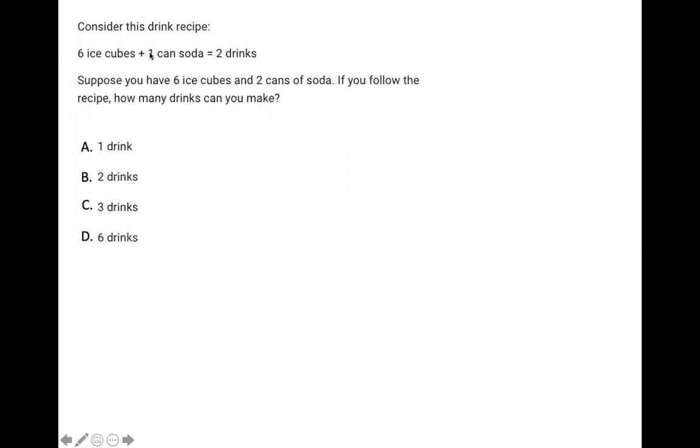Let's say this was a recipe for making a drink. 6 ice cubes plus 1 can of soda gave you 2 drinks. So without any fancy math involved, let's say you had 6 ice cubes and 2 cans of soda. And if you're following the recipe, let me send you a polling question on this. How many drinks could you make here? Given that recipe and those amounts, how many drinks?